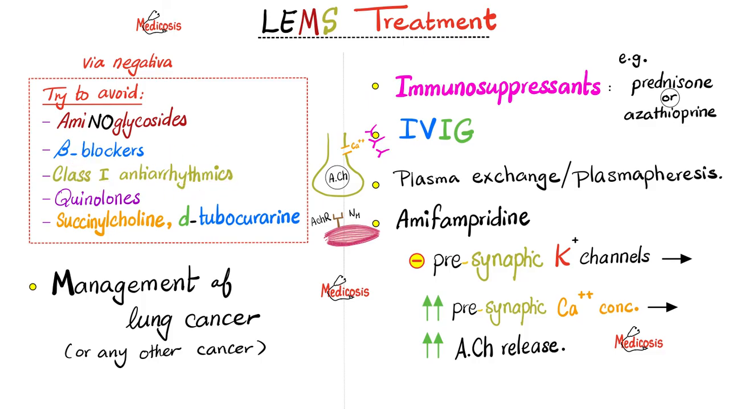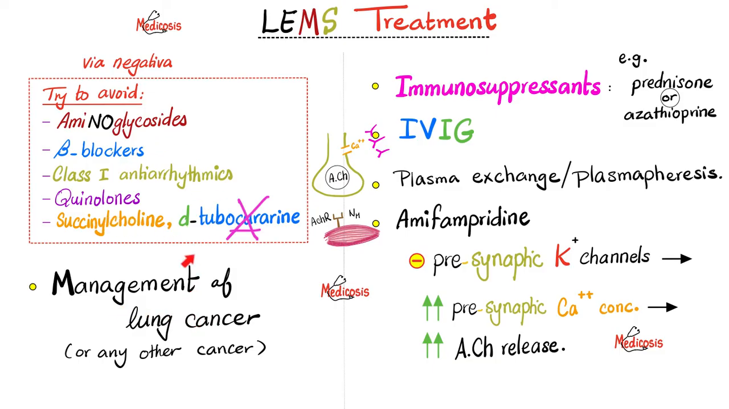Can you give me 2 examples of class 1 antiarrhythmics? Please comment below. Also avoid quinolone antibiotics, succinylcholine, and tubocurarine, which is a curare-like molecule. And what does curare do? Curare is a neuromuscular blocker. Oh, I do not want that because my neuromuscular junction is already suffering because of my Lambert Eaton, so I'm not going to take any of these.